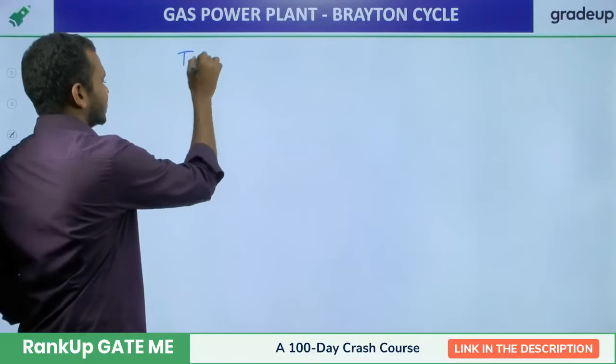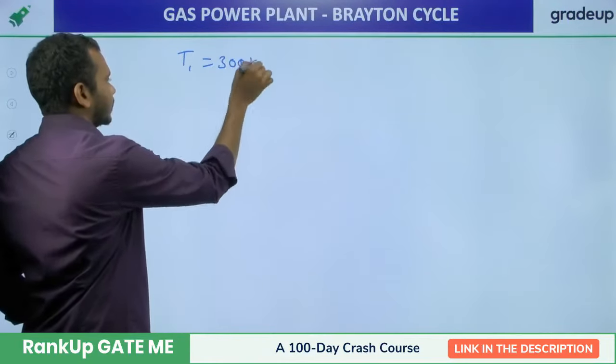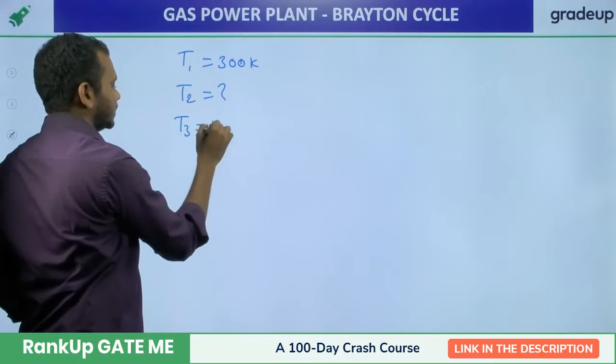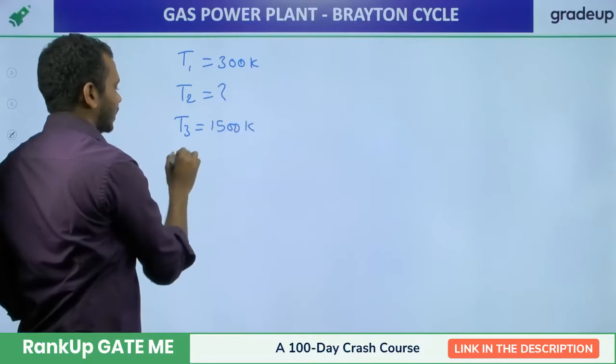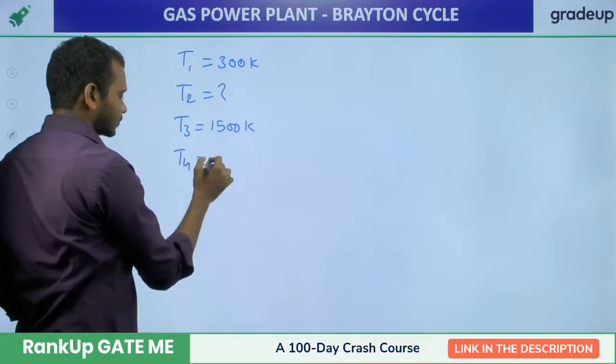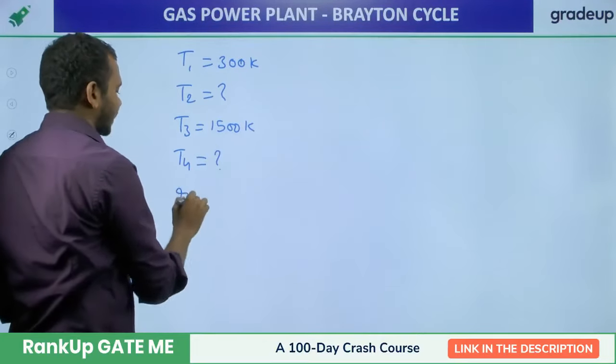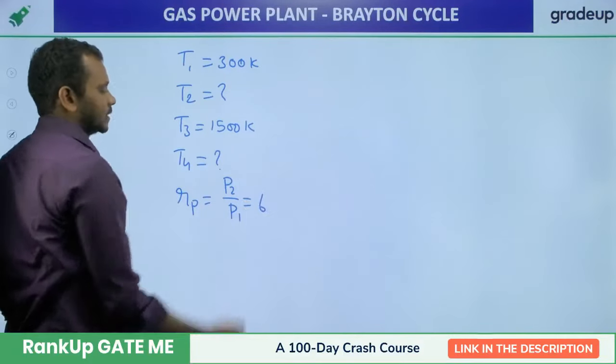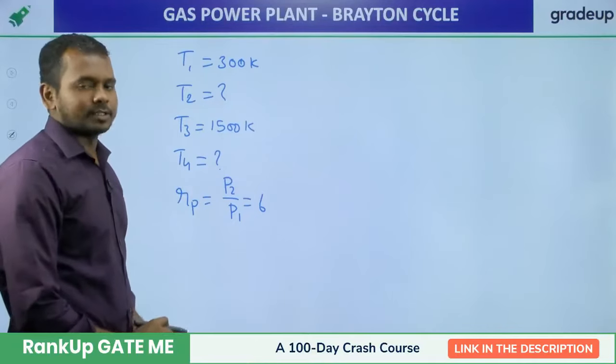It is given that T1 is equal to 300 Kelvin. T2 we need to find out. T3 is 1500 Kelvin. And T4 we need to find out. RP is the pressure ratio. It is given that P2 by P1 is equal to 6. P1 is 1 bar, P2 is equal to 6 bar.